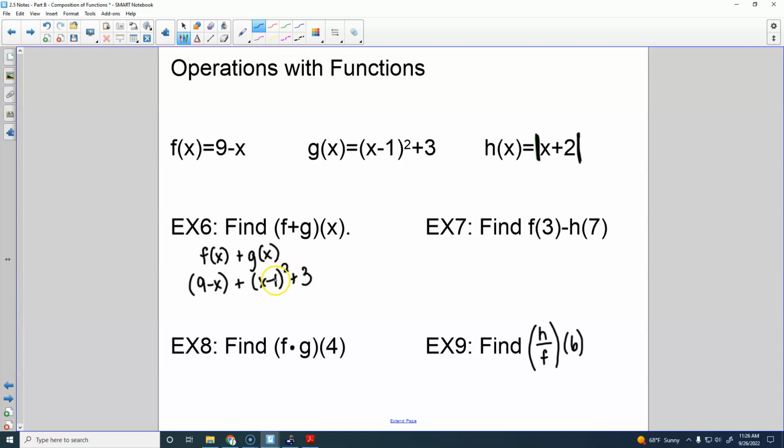So here, I would need to square the x minus 1. So I get 9 minus x plus x squared minus 2x plus 1, if we square, double, square, plus 3. And then we would just combine our like terms. So we'd have x squared. We got a negative 3x. And then 9, 10, 13.